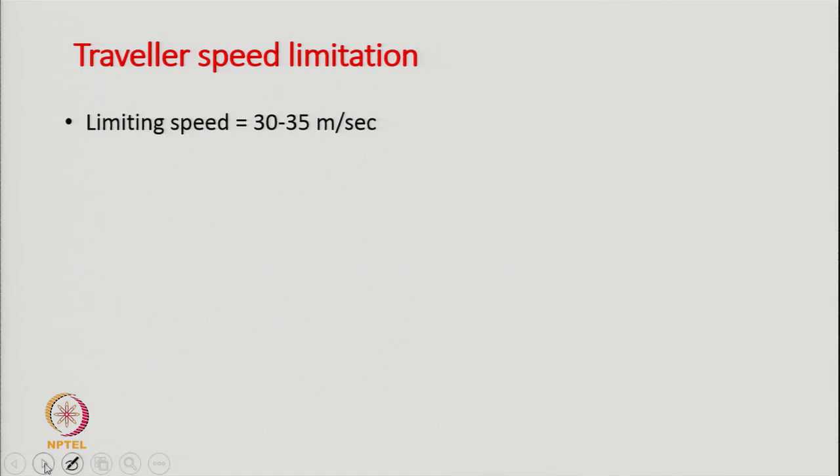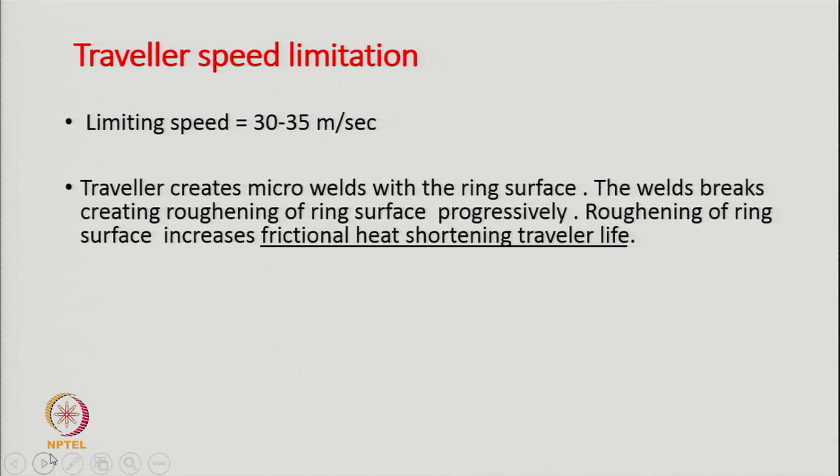The other problem is, as I said, traveler speed. Typically, the speed of the traveler could be 30 to 35 meters per second, the limiting speed. Some companies may claim that it can go up to 40 meters per second, but generally at the commercial level, the speed that is kept is around 30 to 32 meters per second. That is the typical surface speed of the traveler.